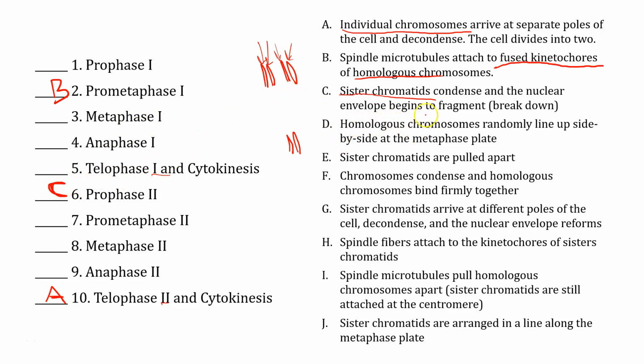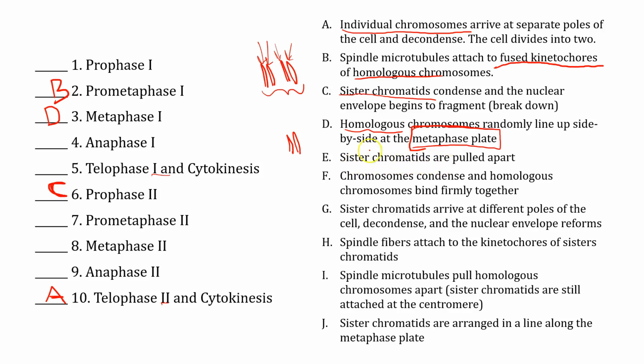All right, homologous chromosomes randomly line up side by side at the metaphase plate. Okay, the key is that we have homologous chromosomes, homologous pairs, and they're lining up side by side, like I've drawn here. And if you have chromosomes lining up at the metaphase plate, that is going to be metaphase. So is it metaphase 1 or metaphase 2? Well, the answer is metaphase 1, because that's where homologous chromosomes are going to be incorporated.